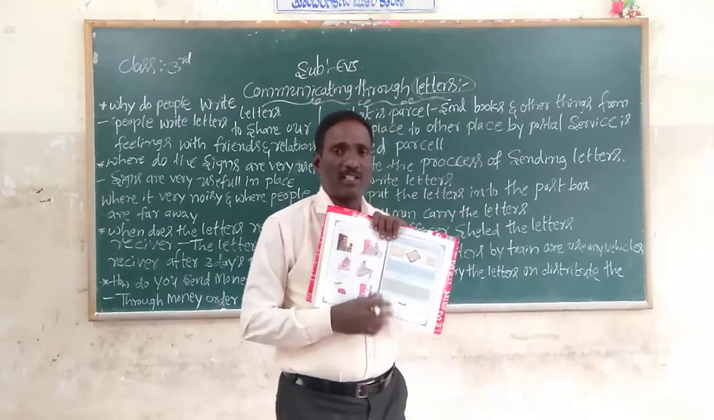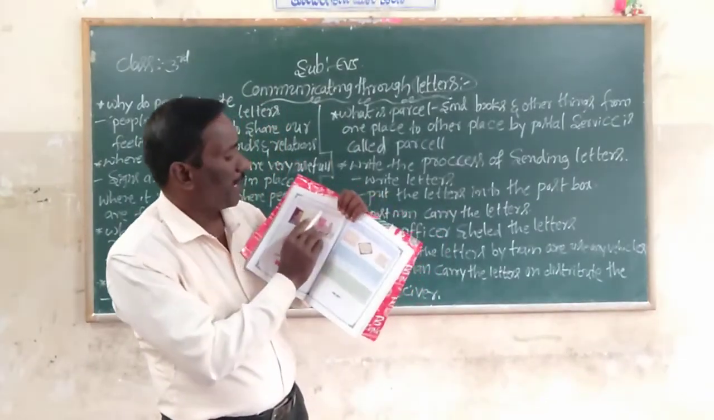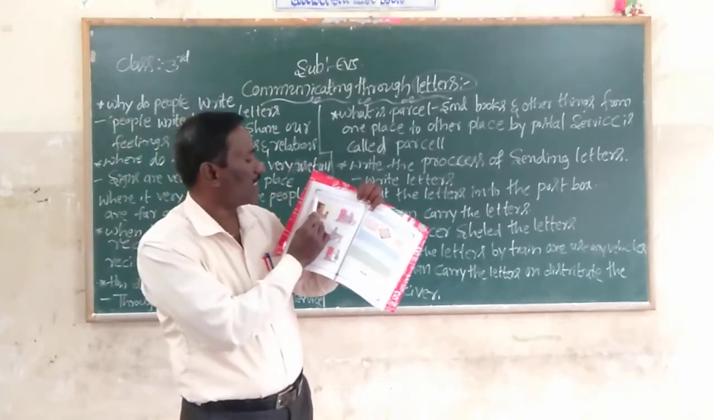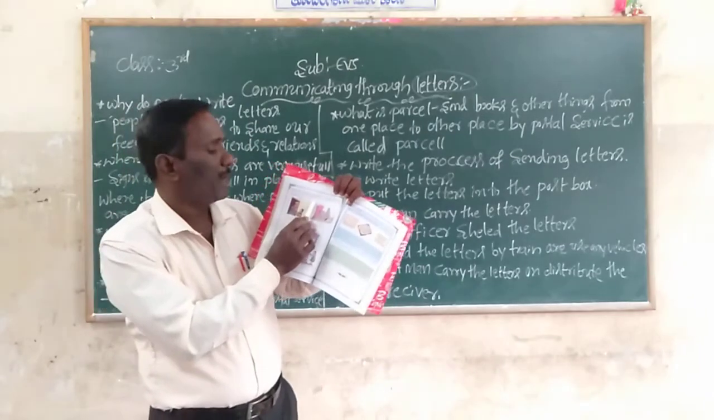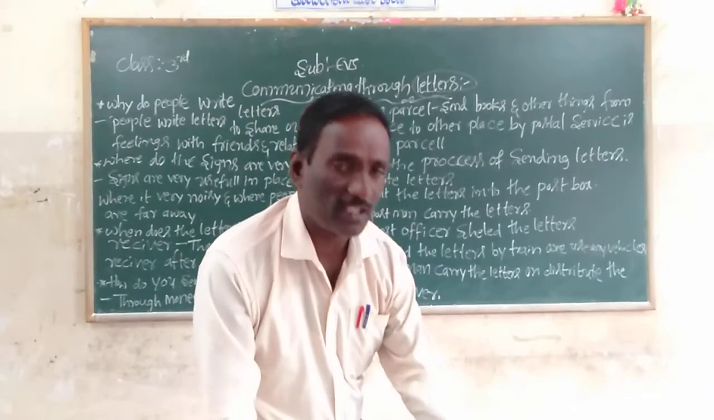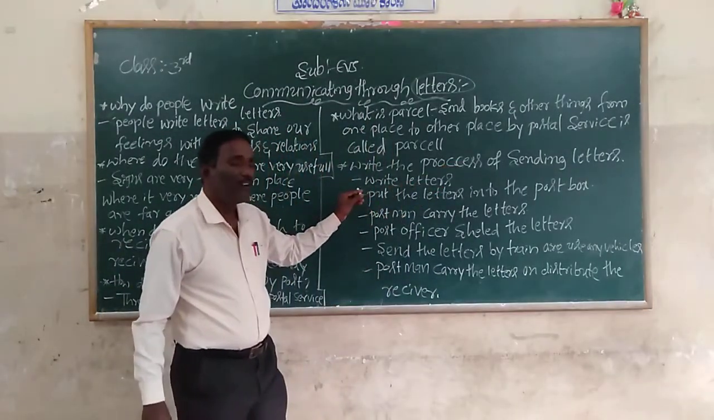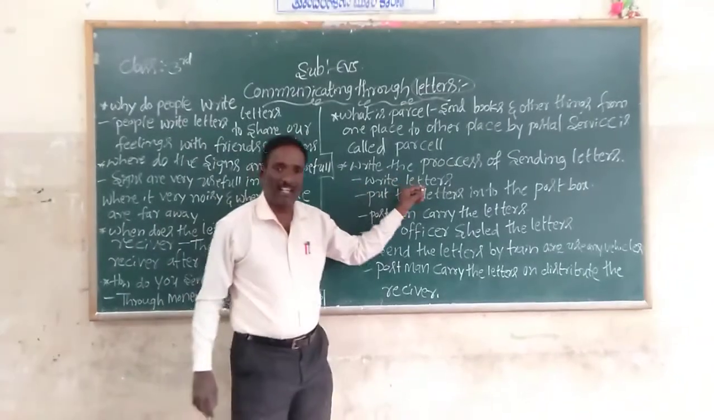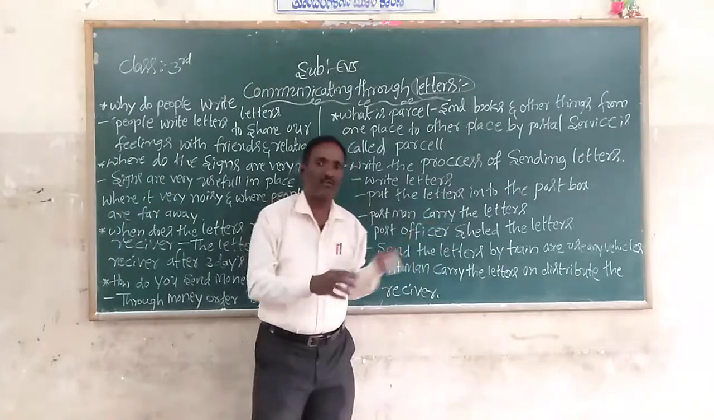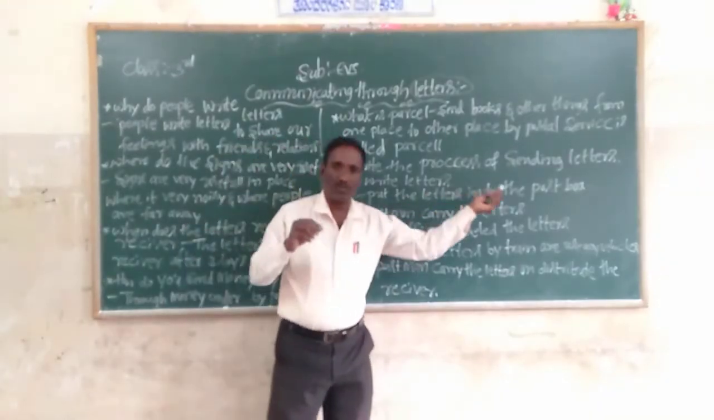Students, in this textbook, observe this picture that represents the sending of letters. Put the correct serial number to these pictures. See the example given. Write the process of sending letters. First, write the letter. Second, put the letter into the post box.